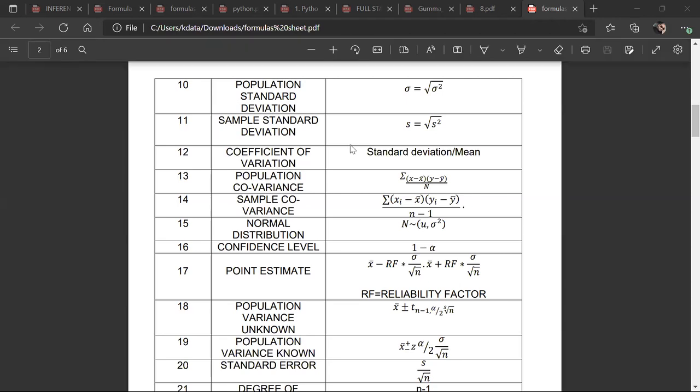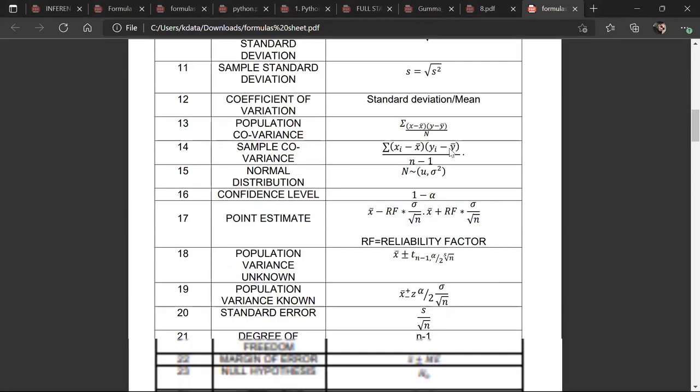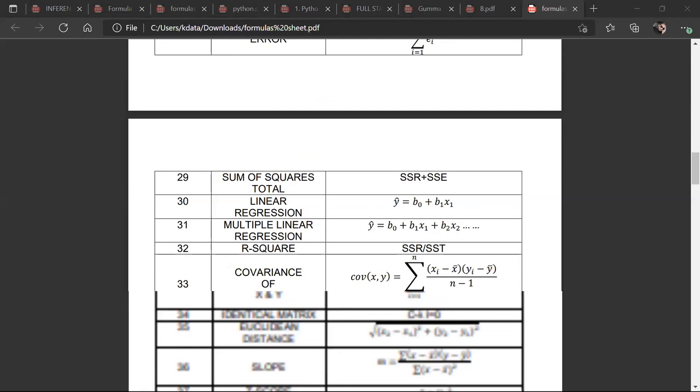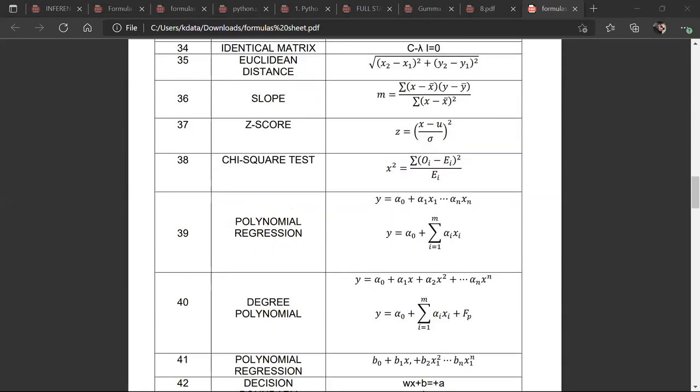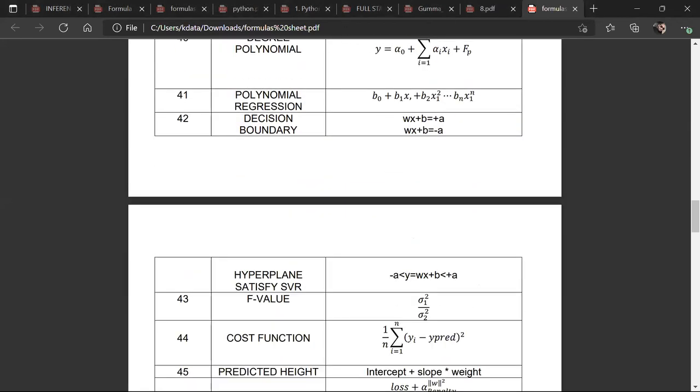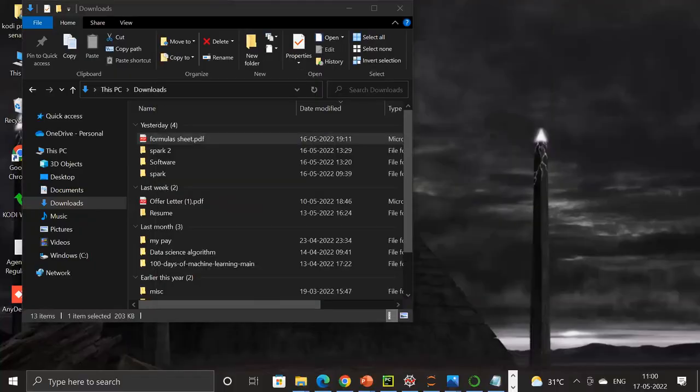Type 1 error, type 2 error, sum of squared errors, right? And covariance, Z-score, chi-square test, polynomial regressions. Yes, this is polynomial regression, right? And also the degree of polynomial regression, x1 square, x1 cube, and all those things, right? I hope you understand, guys. Correct? So at this moment, I just wanted to say two things.